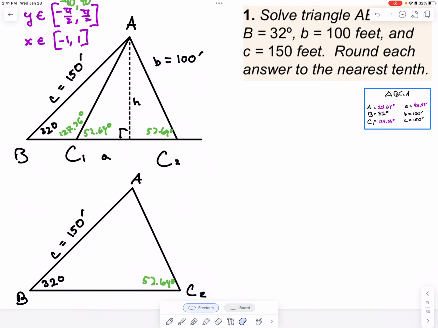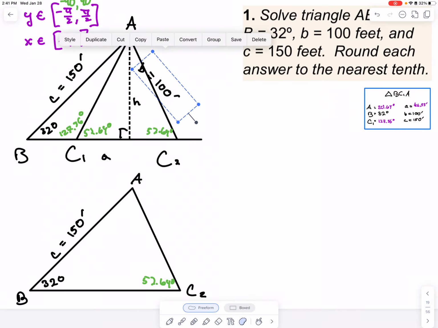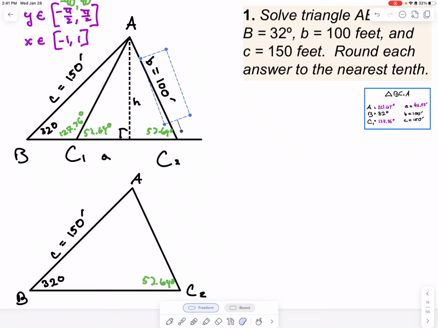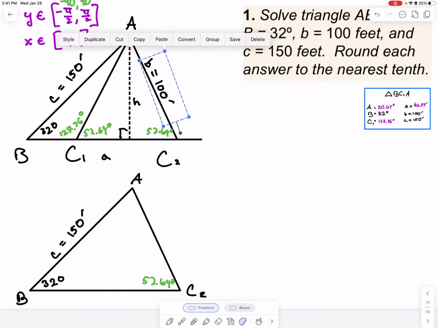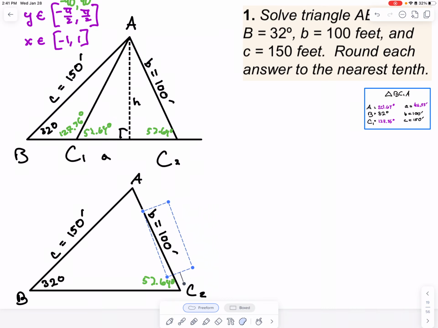Side B is given, so we can keep this guy. Okay. So it looks like we're missing side A down here. We can find angle A. This one doesn't seem like it has as much going on, right? Okay, so let's find that missing interior angle.